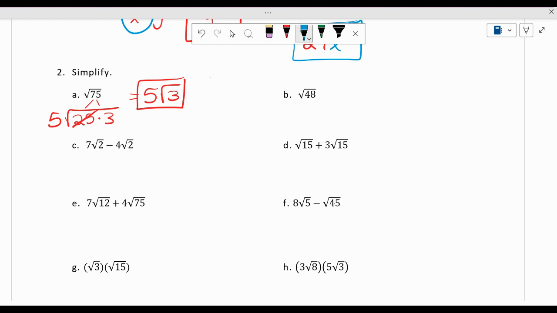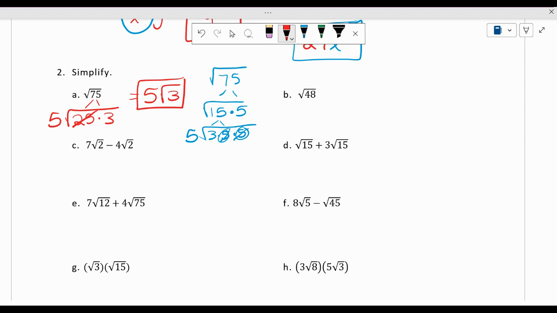Do remember that there are many ways to simplify. Yours might not match mine. Some students might do 15 times 5. In this case, you would have to break up the 15, which would get you 3 times 5 times 5. And then again, now you have a pair this time. So you're going to take that out as a 5. 5 radical 3 is what's left. Whatever works for you, not necessarily my method.